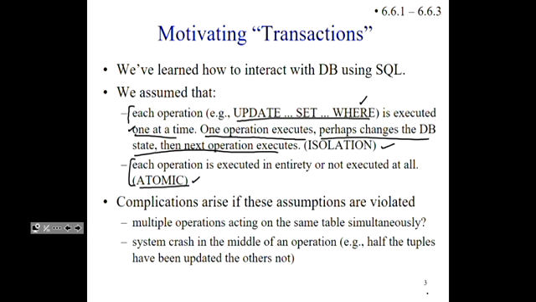If these assumptions are violated, then funky things can happen to your data, right? For instance, if you have multiple operations that are accessing the same table simultaneously, they could end up messing the data in a way that is not intended, in a way that you don't really intend. Similarly, if you have, for instance, a crash that happens in the system in the middle of an operation, then you could have complications, right? Let's say you were doing an update operation, and half of the tuples have been updated, but the other half haven't been updated, and the system crashes. Then half of the tuples reflect the update, half doesn't, and you don't want that happening, right? These are complications that you want to avoid when you're performing updates to a database.